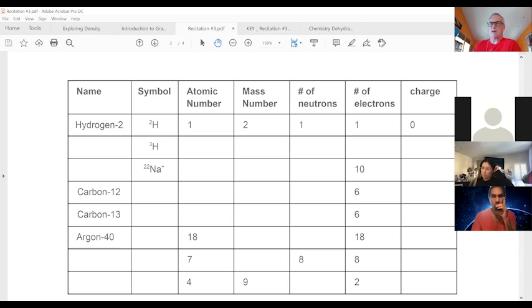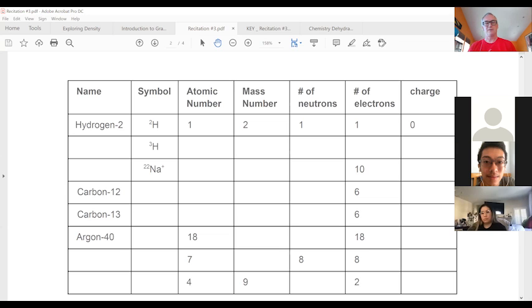Okay, so hydrogen 2 basically goes through what the atomic number and the mass number are. And as I mentioned to one group, can you remember what hydrogen 2 actually has as a chemical name? Deuterium. Yes, deuterium, there you go. And we also give it a chemical symbol, D for deuterium.